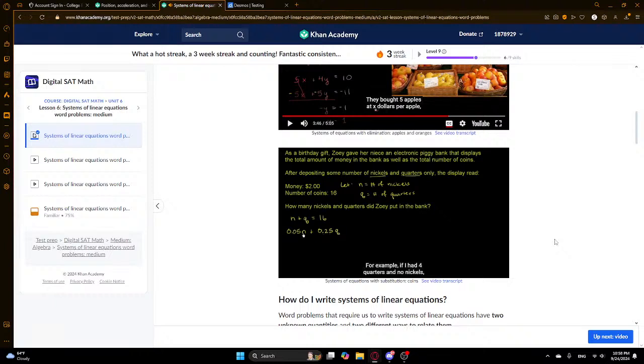For example, if I had 4 quarters and no nickels, I'd have 4 times 25 cents, which is $1, and no money due to nickels. So however many nickels times 5 cents, plus however many quarters times 25 cents, that's the total amount of money I have, and her piggy bank tells me that that is $2. That is equal to $2.